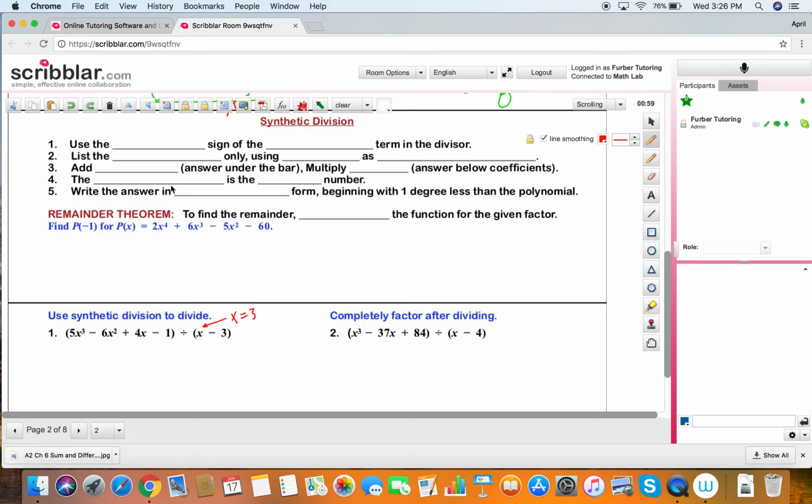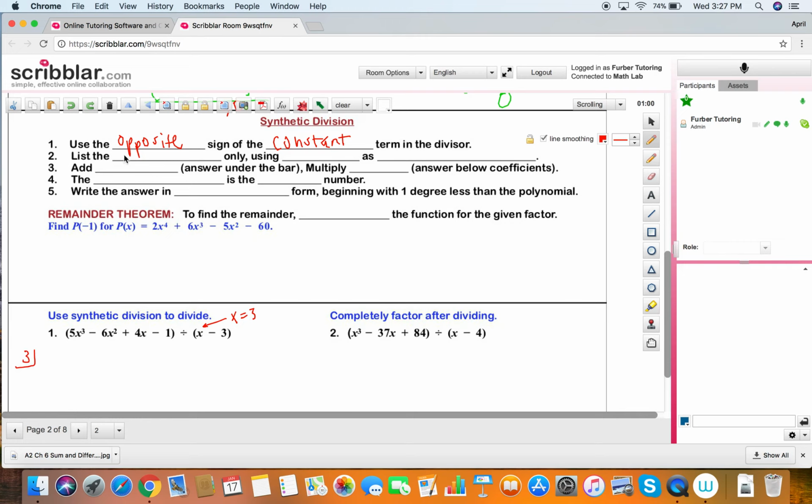okay? But essentially all you're doing is using the opposite sign of the constant term in the divisor. So if this is the divisor, this is the variable term, this is the constant term. Well, the sign in front of it is a -3, so you have to use a +3, okay? You're using the opposite sign of what's in there, okay? So what we're going to do is write the factor, which is 3, that we're testing over here. We're going to put a little box, kind of a backwards L box, around it, okay?